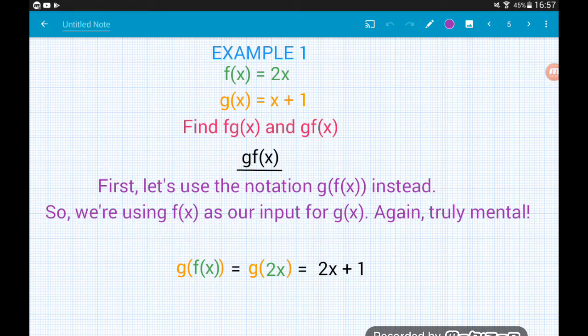So we get g of f of x is equal to g of 2x, because that's the f function, and then the x in g of x just becomes 2x. So g of f of x is equal to 2x plus 1. All that's happened there is the x in g of x has become 2x, because that's the f function.